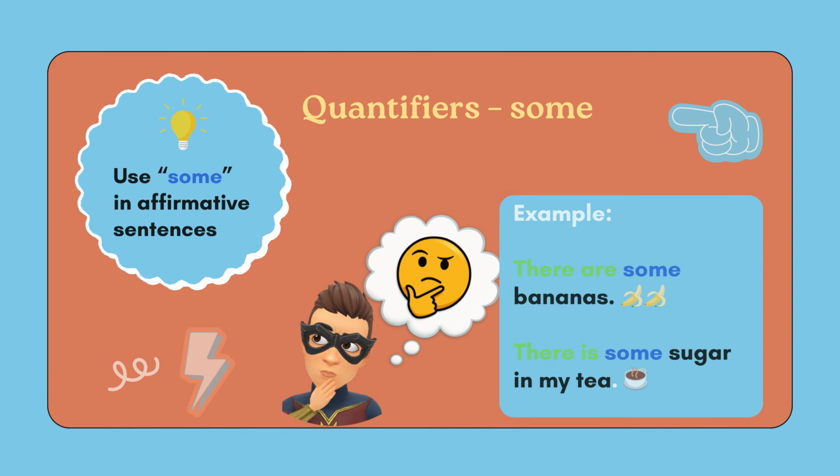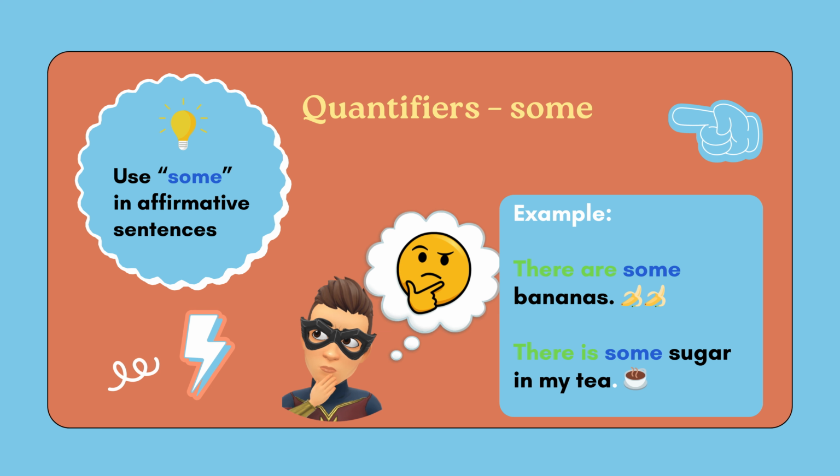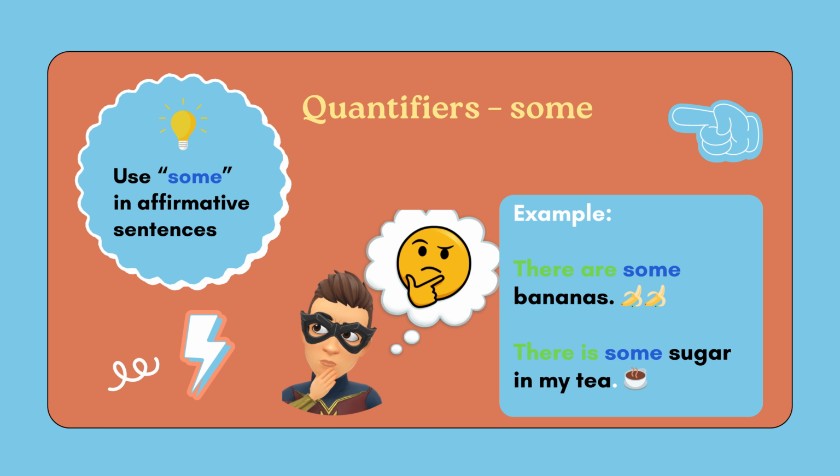Let's talk about the word some. We use it in positive sentences to show that something is present, but we don't say exactly how much. For example, there are some bananas. There is some sugar in my tea. It's a friendly, flexible word. Some suggests a little, or a few, without needing an exact number. Next, we'll look at how to use any in questions and negatives.